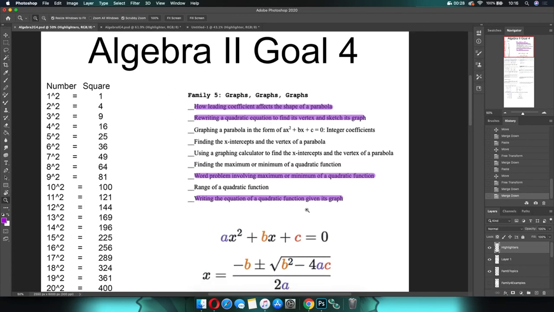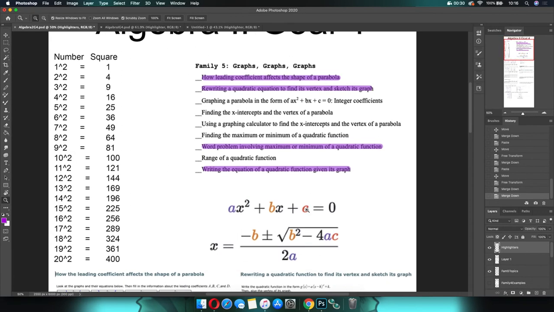Again, as always, you want your perfect squares 1 through 20 somewhere handy that you can write them down. And also, as always, you want the quadratic formula. X equals opposite b plus or minus square root of b squared minus 4ac all over 2a. So most of these topics that I'm going to be going over actually kind of use the same strategy, but I want you guys to get used to a couple of things first.